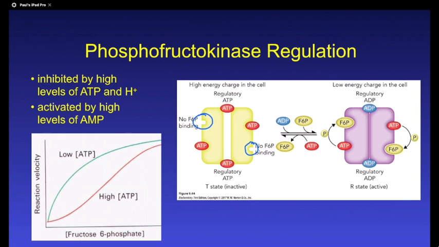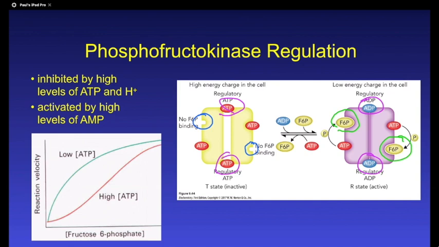Okay? On the other hand, ADP, when it binds in the regulatory places, and here's the regulatory site, will make the fructose 6-phosphate binding much better, meaning the shape of the pocket now wants to bind fructose 6-phosphate, and then I will phosphorylate that to produce the product.